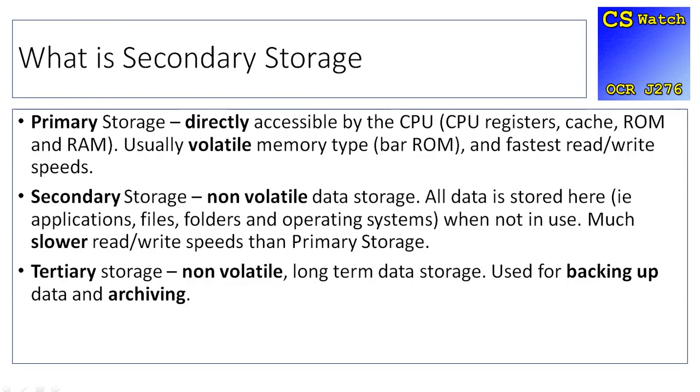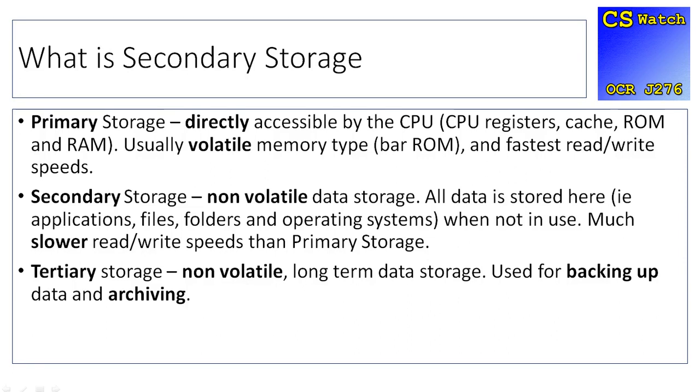Secondary storage is non-volatile data storage. So remember, volatile data storage wipes itself when there's no power going to it, whereas secondary storage retains that information. Data is stored there, so for example, applications, files, folders on the operating system are not in use. Slower read-write speeds than primary storage.